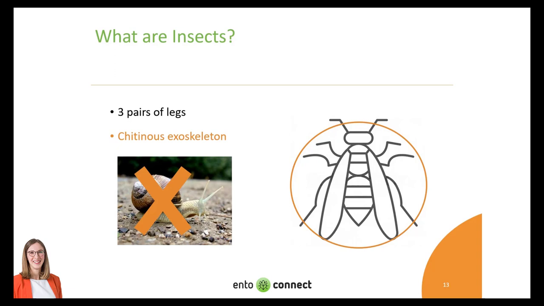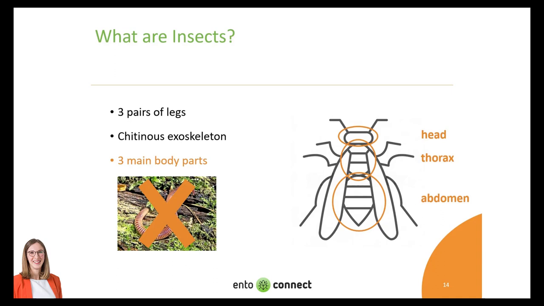What is very distinctive about insects, they have three main body parts. Two more clicks, please. It's the head, the thorax, and the abdomen. And they can be found in every insect. And yeah, again, you cannot find this distinctive body part in an earthworm, so obviously not an insect. Insects also have antennae.